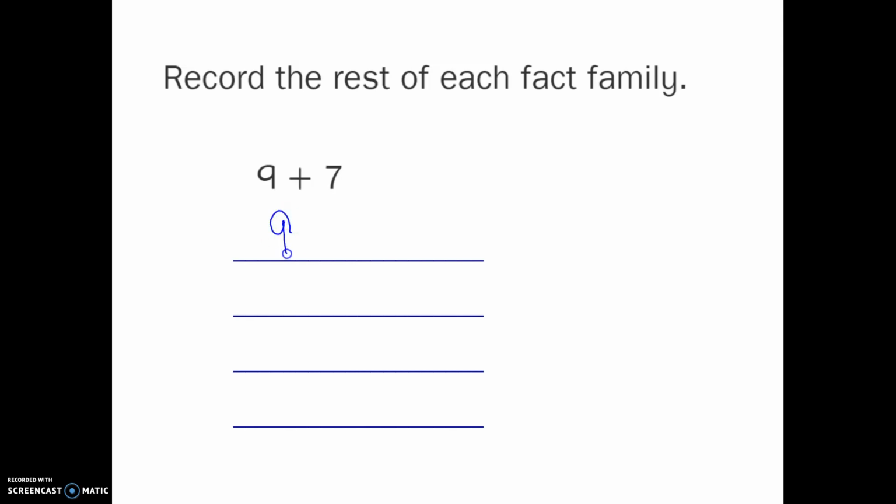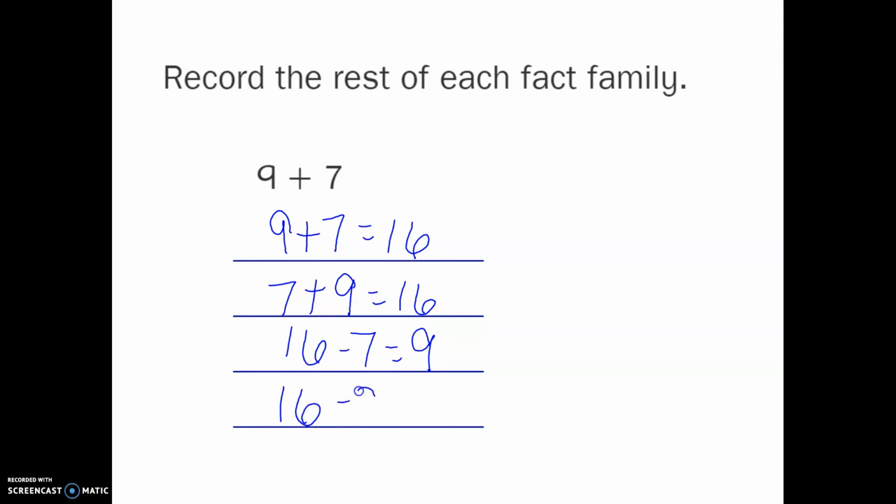All right, 9 plus 7 equals 16. 7 plus 9 equals 16. 16 minus 7 equals 9. 16 minus 9 equals 7. As a reminder, when you're doing a fact family, you have to use the same 3 numbers in each of your problems. Okay? And usually, you're going to need 2 addition and 2 subtraction problems.